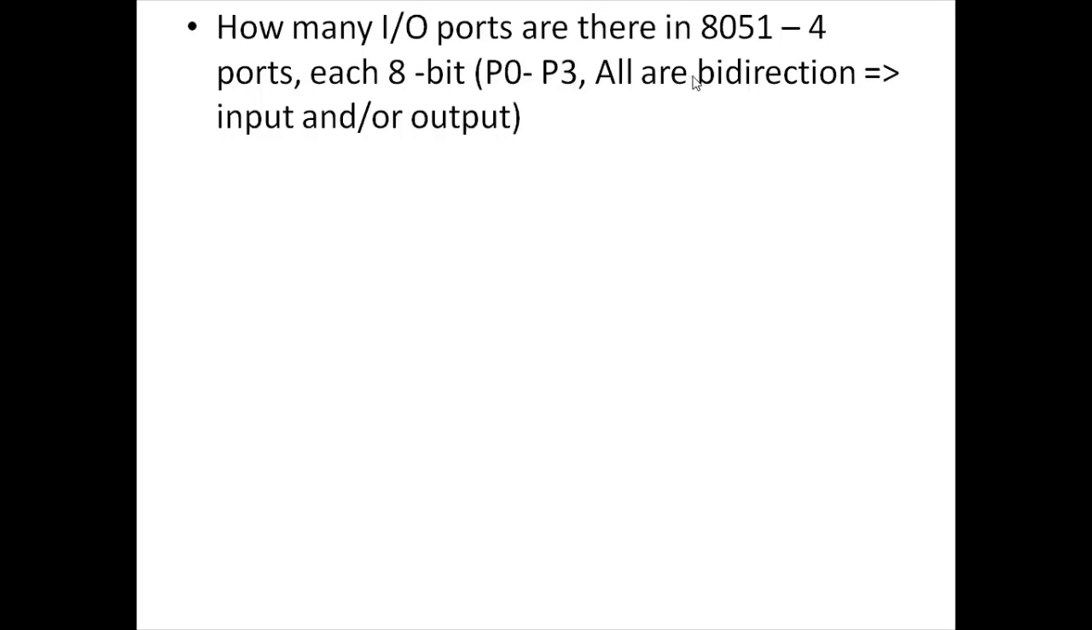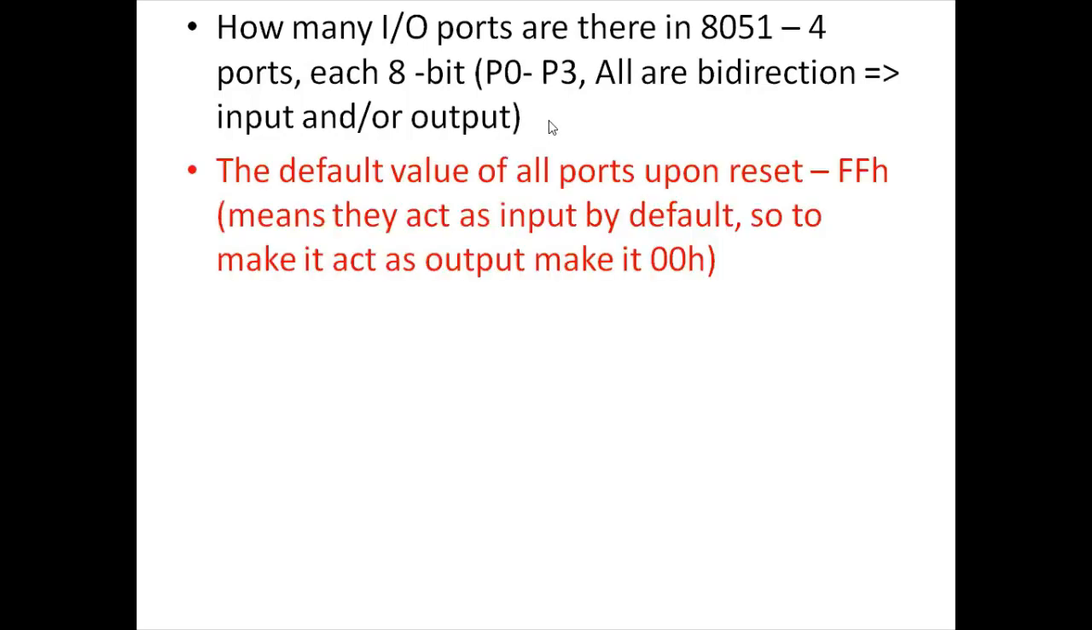All are bidirectional. The moment I say IO port, that means input output port, that means it has to be bidirectional. Only then it can act as either input or output. So 8051 has 4 such ports, and each port is 8-bit. That means port 0 is also 8-bit. All the ports are 8-bit.